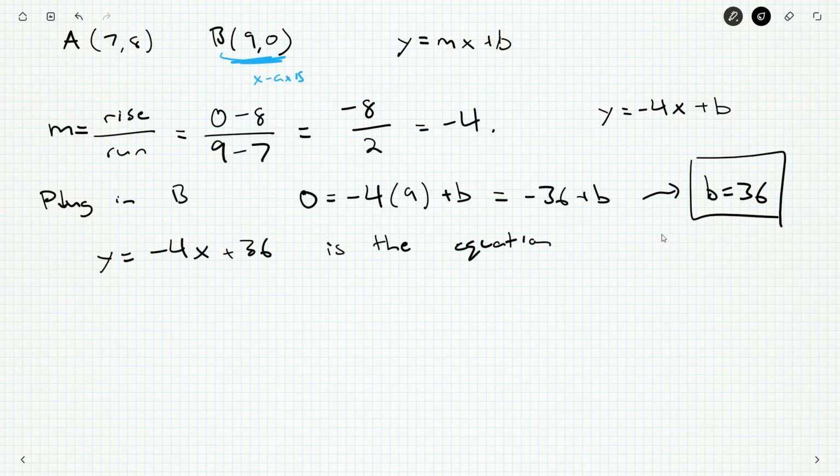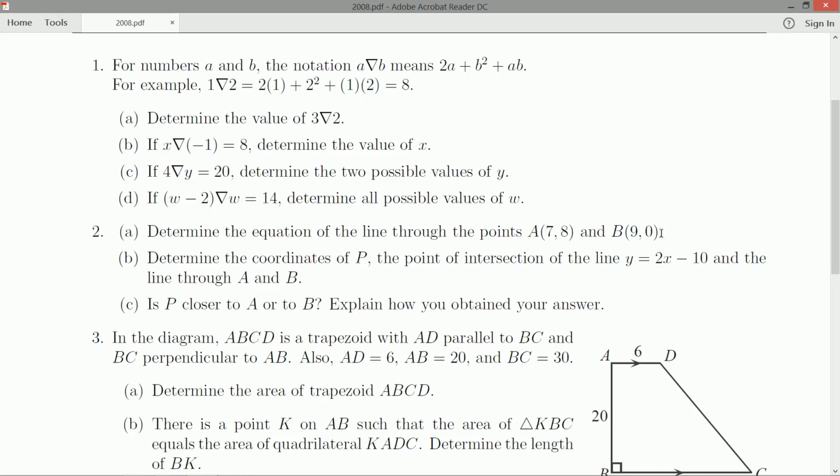I suppose we don't need a box around the b value here. I got a little too excited. Anyway. So this is the equation of AB. Nice little statement summing it up. So there we go. Alright, so that's A. Now 2B.